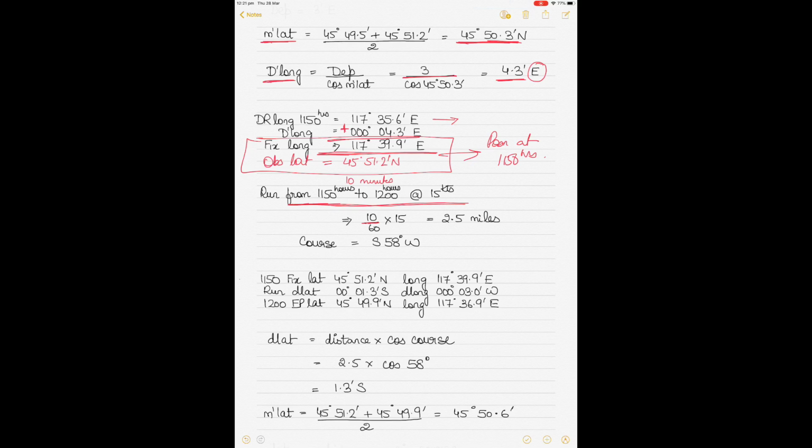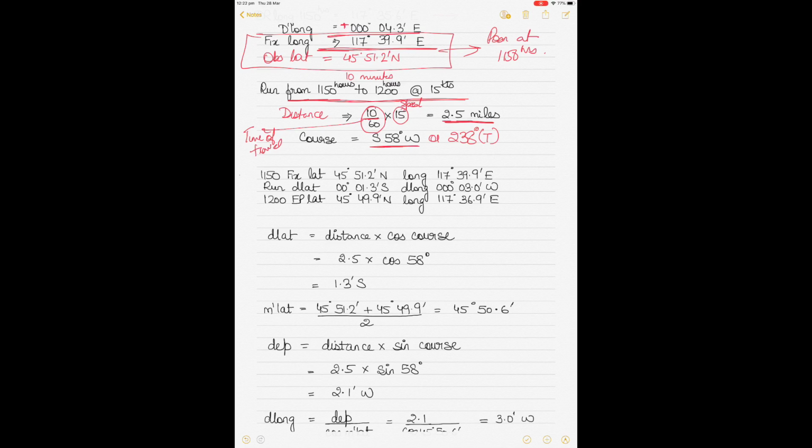So if I have to calculate my distance run from 11:50 to 12, I will calculate 10 by 60, that will give me the time of travel in hours, and then 15 is the speed. So 15 becomes speed and this becomes time of travel, right? So you will get 2.5 nautical miles. Course is still the same, 238 degrees true or south 58 degrees west. It's the same as above.